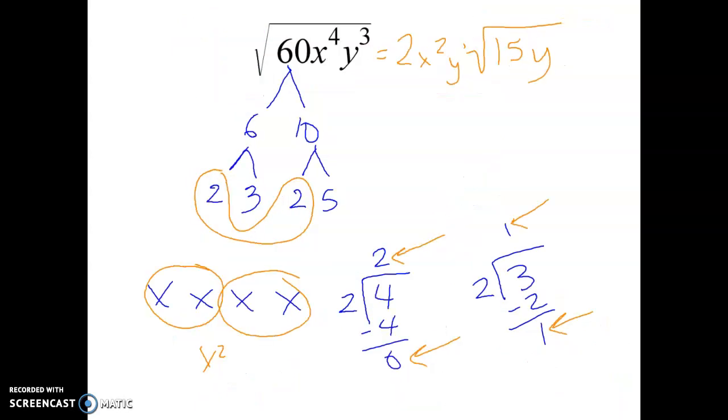Okay, so let's go back and look at this one. Which one of these on the outside, which one of these do I need absolute value bars on? Do I need absolute value bars on the 2? Do I need absolute value bars on the x squared? Or do I need absolute value bars on the y to the first? Okay, if you thought of y to the first, you are correct because 1 is an odd number. So I should have put absolute value bars on that y to the first.